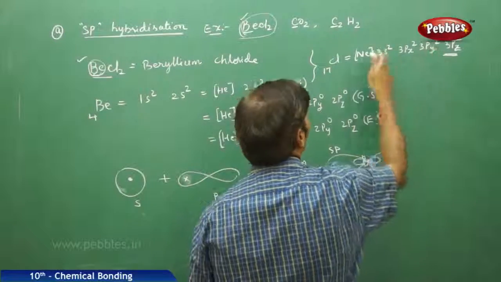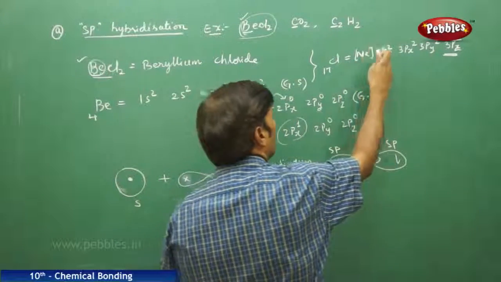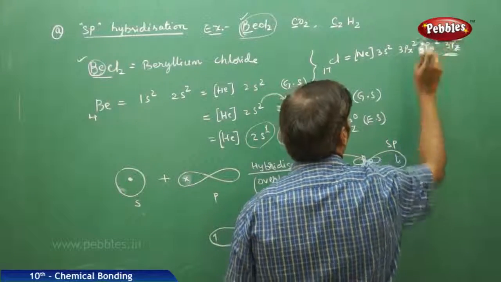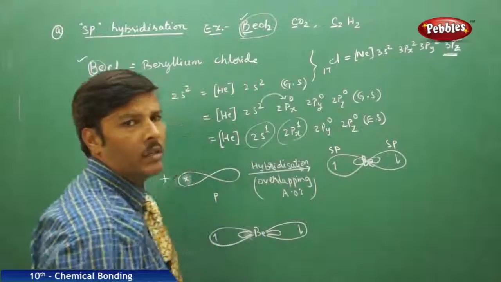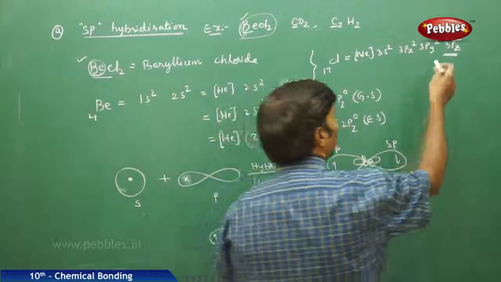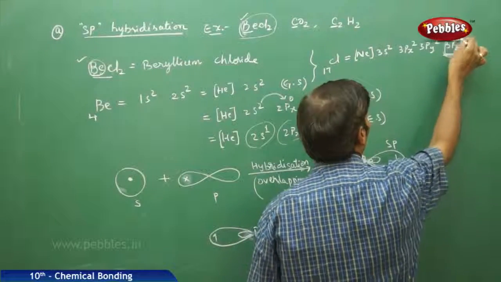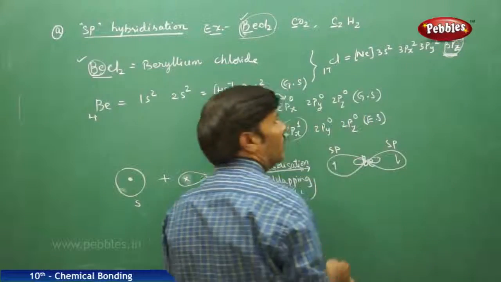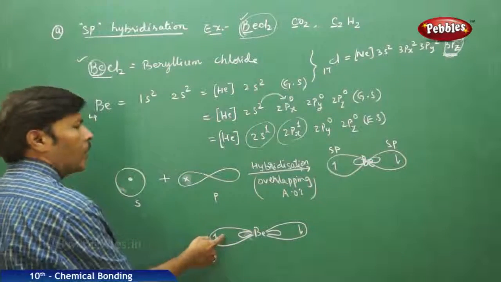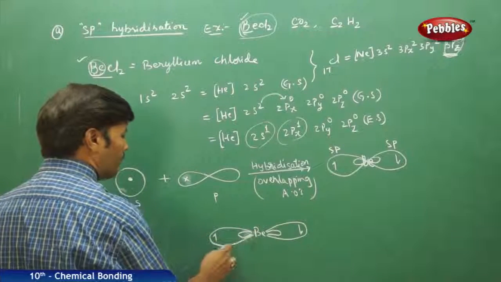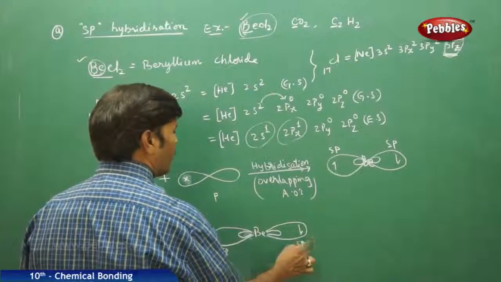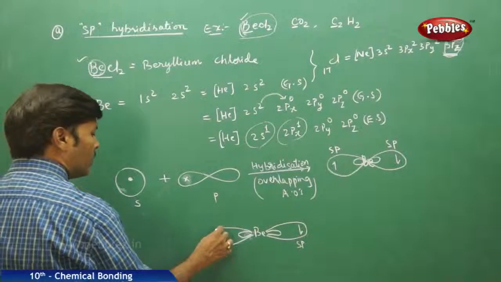The nearest noble gas configuration, neon, contains 10 electrons; 10 plus 2 is 12, 12 plus 2 is 14, 14 plus 2 is 16, 16 plus 1 is 17. The 17th electron of chlorine is present in the 3pz atomic orbital, which is the 3p atomic orbital, and it contains an unpaired electron. Because it contains an unpaired electron, it readily overlaps with the two sp hybrid orbitals of beryllium. So here I am noting one sp hybrid orbital of beryllium and here also an sp hybrid orbital of beryllium, and take the two chlorines, one chlorine.